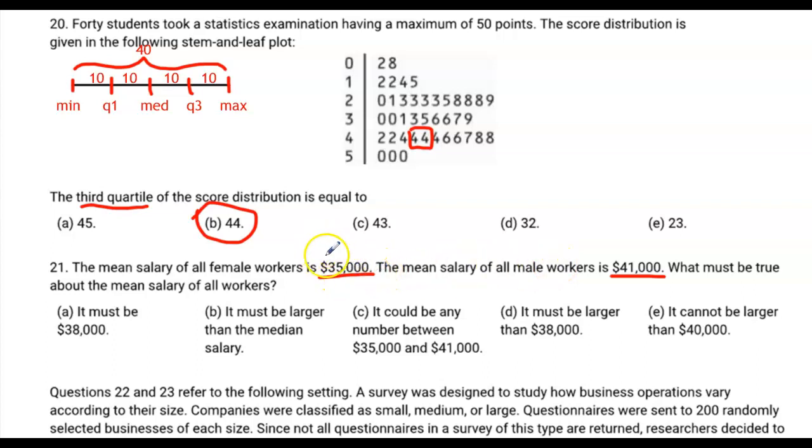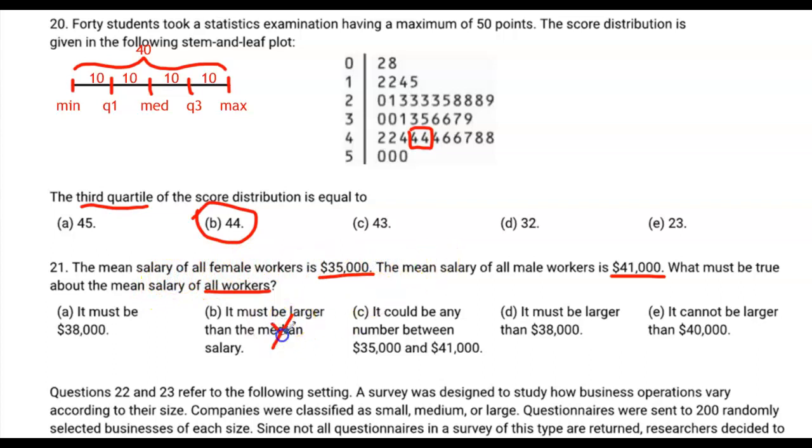And you know that the mean of one group is $35,000, the mean of the other group is $41,000, but we're going to mix those two groups together in order to make the entire workforce, all workers. So that number has to be somewhere in between $35,000 and $41,000. So we don't know exactly where it's going to be, but we know it's going to be in between those two numbers.